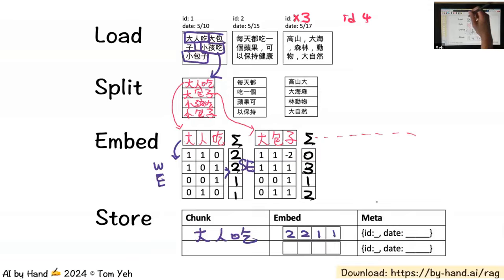And for metadata, we're going to go back all the way to where the document came from. So go back to the document where the chunks came from. In this case it is this ID and the date. Suppose this ID says this is a blog article. So the ID is 1, the date is May 10. And for the second chunk, we store these 3 characters from here, and the embedding is 0, 3, 1, 2. And for the metadata, even though they are different chunks, they came from the same document, so they will share the same metadata here: document 1, same date.